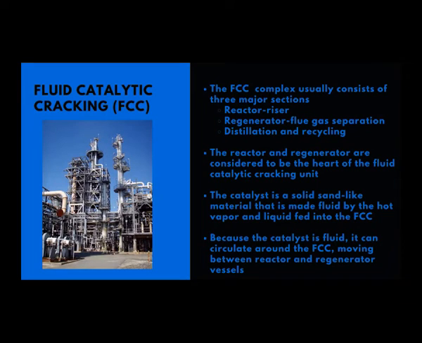The catalyst is a solid sand-like material that is made fluid by the hot vapor and a liquid fed into the FCC column. Because the catalyst is fluid, it can circulate around the FCC, moving between reactor and regenerator vessels. Generally, to operate an FCC unit, a lot of training would be provided. Only trained manpower will be able to comfortably operate an FCC unit.